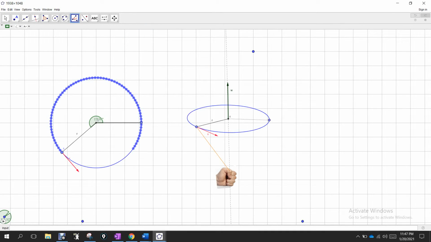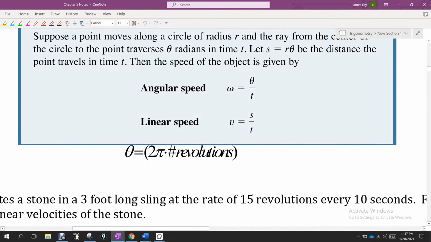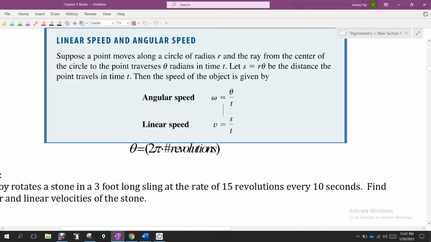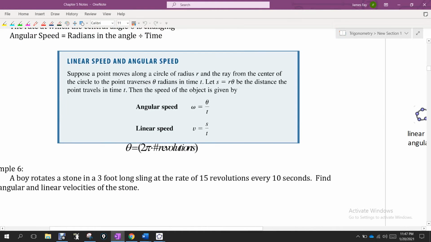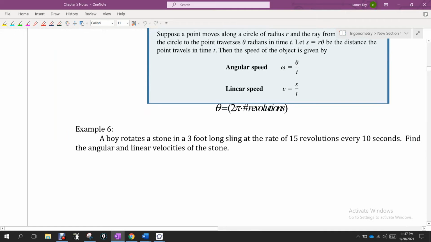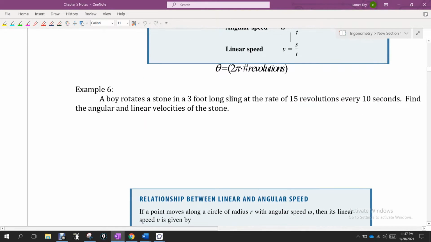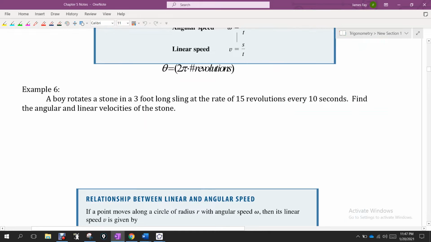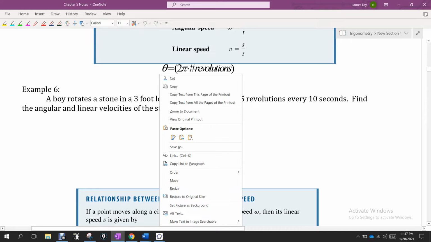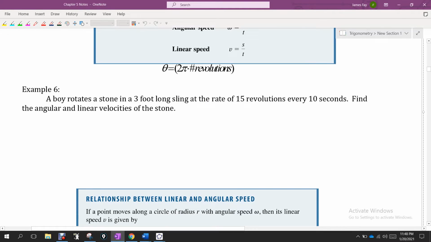So there I said 7 pi over 6, if this is 210 degrees, that'd be 7 pi over 6. Not quite 2 pi, not quite 1 complete revolution. But as we do any of these problems, when we need theta, theta is going to be 2 pi times the number of revolutions. Here it says a boy rotates a stone in a 3-foot long sling at the rate of 15 revolutions every second. Find the angular and linear velocities of the stone.